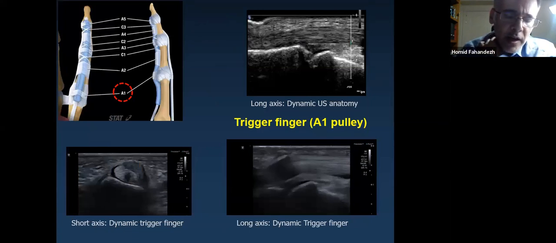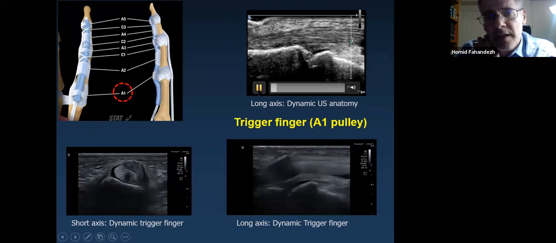Another pathology that we can see really often in our clinic is the trigger finger. Here, this is the normal anatomy. The tip to check the A1 pulley is to always look at the MCP joint, and always in the volar aspect of the tendons, you will find the pulley very well.